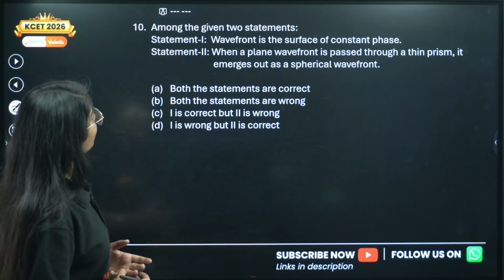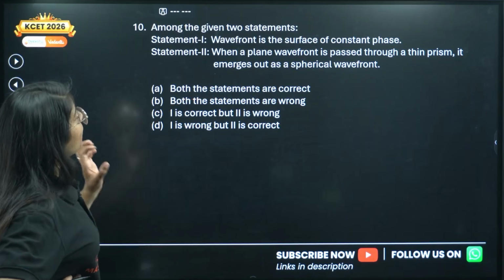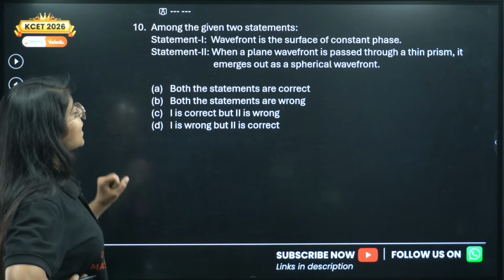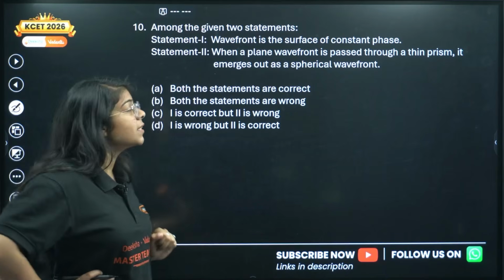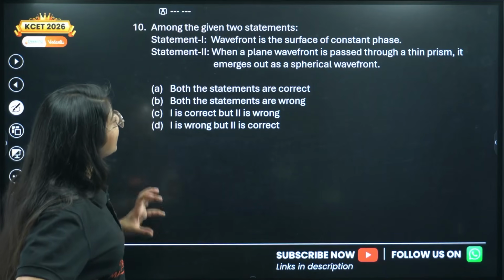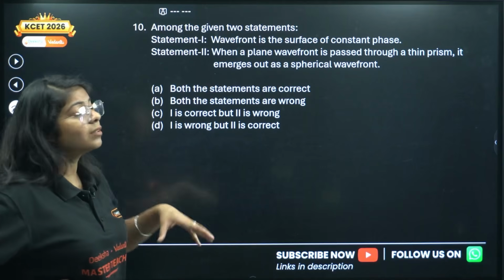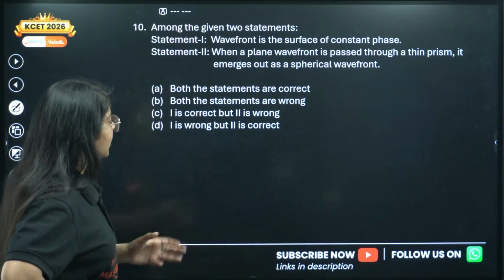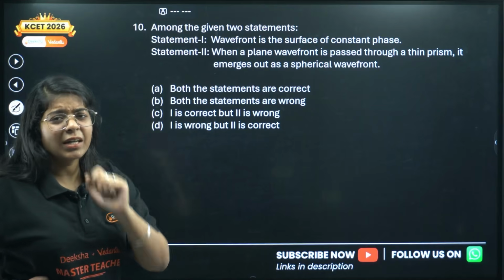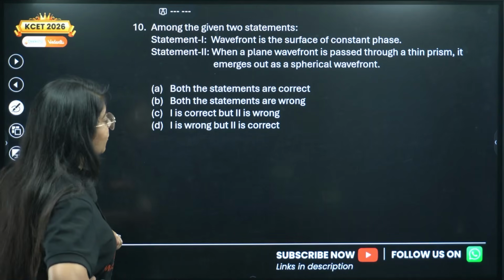Moving on to the 10th question, statement question. Among the two given statements, statement 1 says wavefront is the surface of constant phase. Seems correct. Statement 2, when a plane wavefront is passed through a thin prism, it emerges out as a spherical wavefront. Is that correct or not? You can tell me in the comment section, is this correct or not?